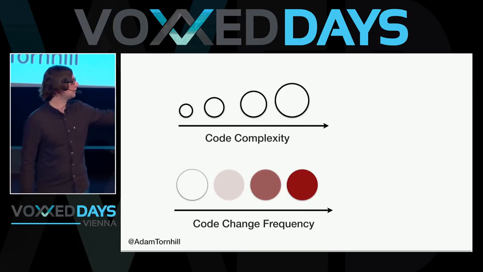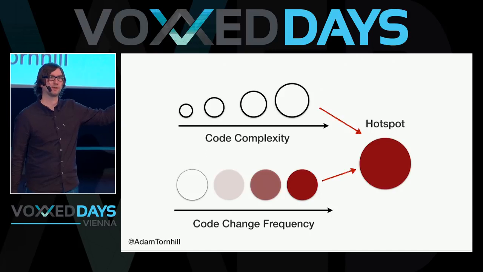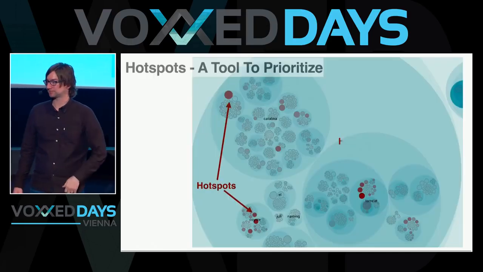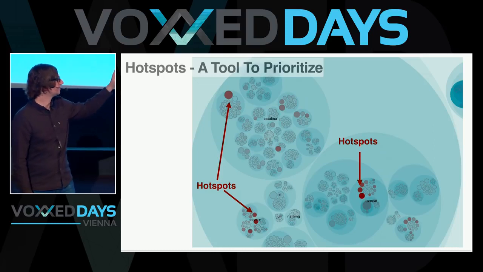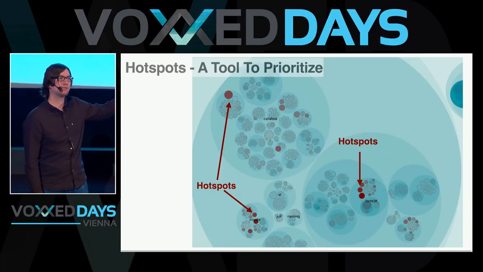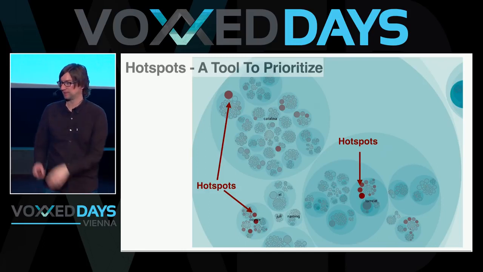Now, when we combine these two dimensions, we're able to identify complicated code that you have to work with often. And those are our hotspots. So let's return to Tomcat. As you see here on the hotspot analysis, the hotspots make up relatively few parts of the code. There are not that many of them, right?